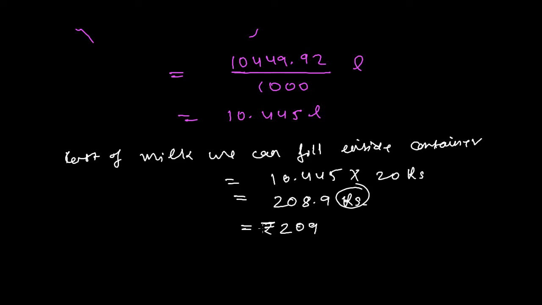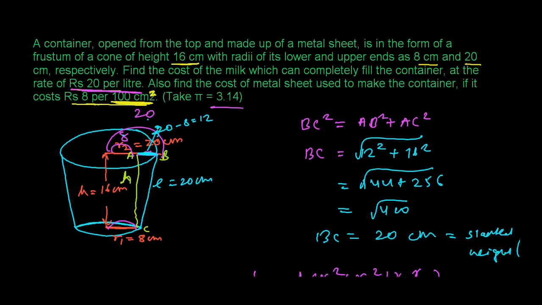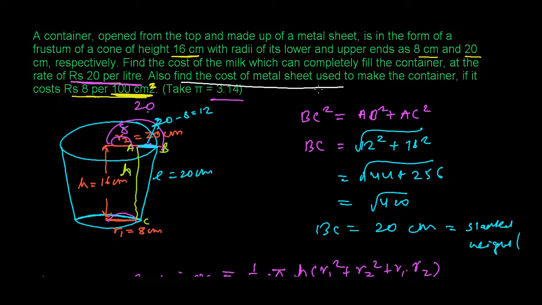All right. We found out the cost of the milk, and now the next question is asking us to also find the cost of the metal sheet used to make the container. So what is the total metal sheet used to make this container? To make this container, we have to find the curved surface area and the lower circle surface area, because the upper one is empty, from which we need to pour the milk. So we need to find this bottom circle's area, and we need to find the curved surface area.